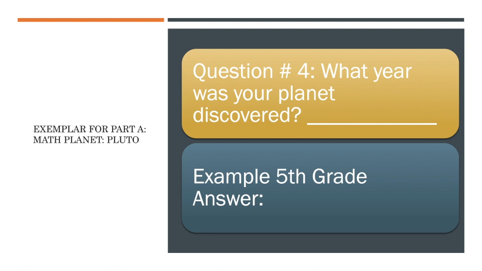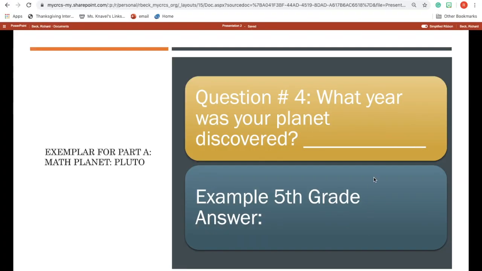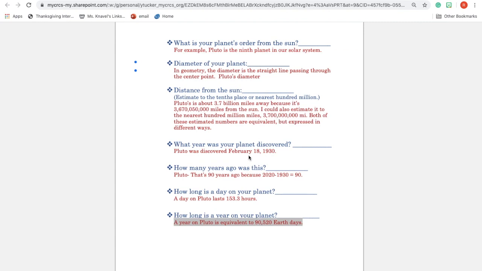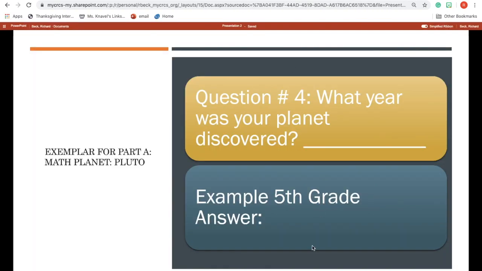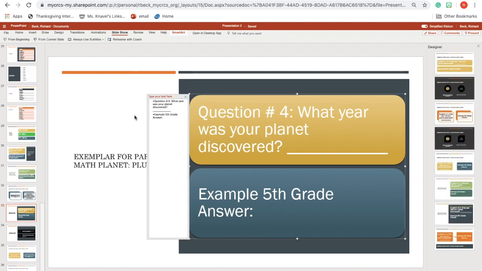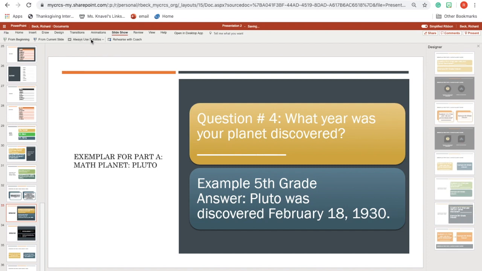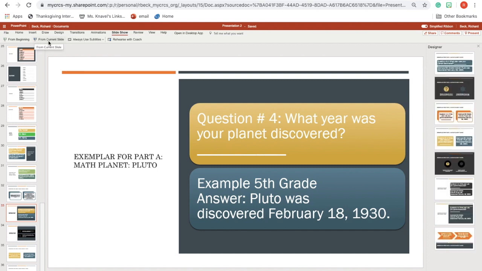Example for a 5th grader is, I did not put the answer there, so I'm going to look at it real quick. And you'll have this checklist here. Pluto was discovered February 18th, 1930. I'm going to copy that. Control V. Put that right in my presentation real quick. Boom. Okay. Now it's there. Delete those. Thanks for your patience, guys. I appreciate it. Play from current slide.